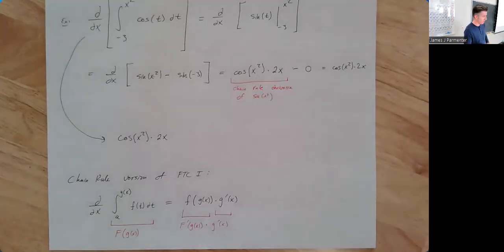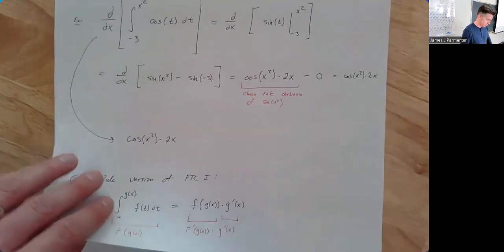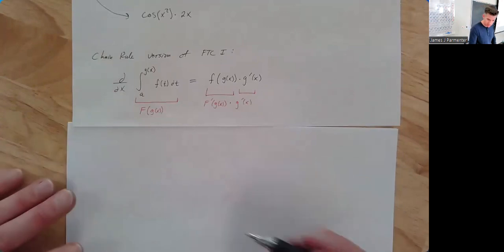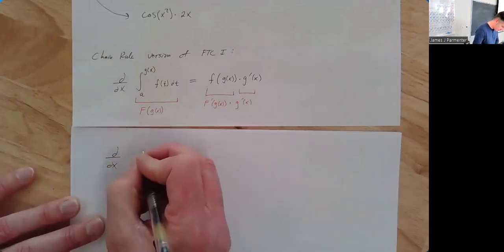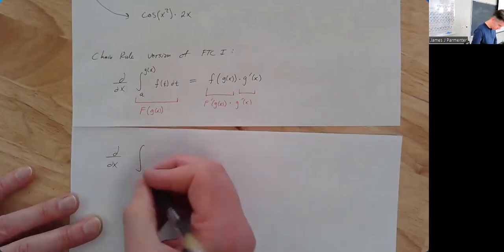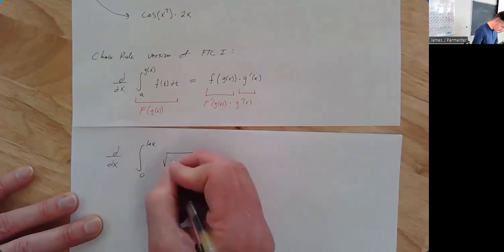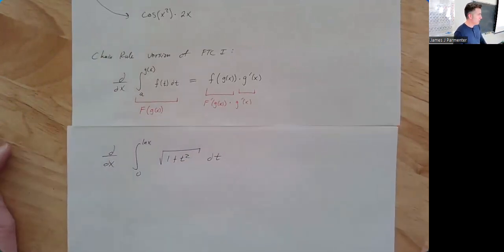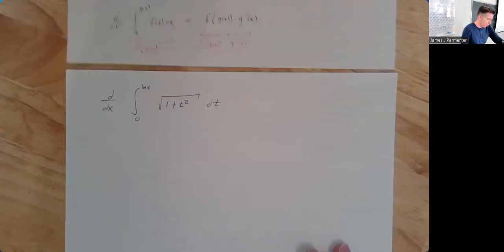Okay, let's look at a couple more examples. Yeah, we got time. So you can use this to calculate something like the derivative of the integral from 0 to the natural log of x of the square root of 1 plus t squared. Again, the point here being that you can't do this one the long way.